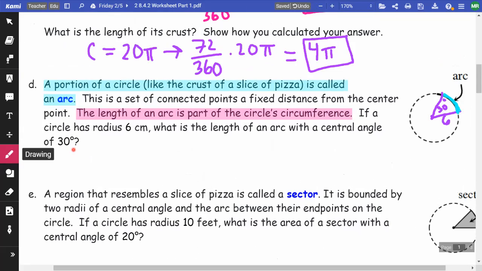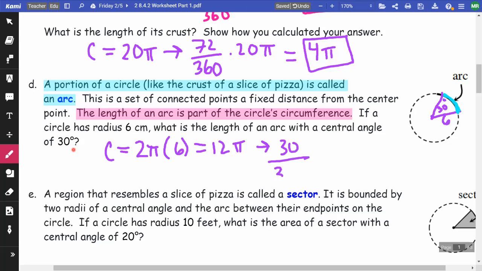So when we're finding arc length, we're going to find the circumference, okay, which is 2 pi r. So 2 pi r, that is going to be 12 pi. We don't have the whole thing. We have 30 out of 360 times 12 pi. And so when I do that, I end up with 1 pi. Okay, 1 pi is what I ended up with.